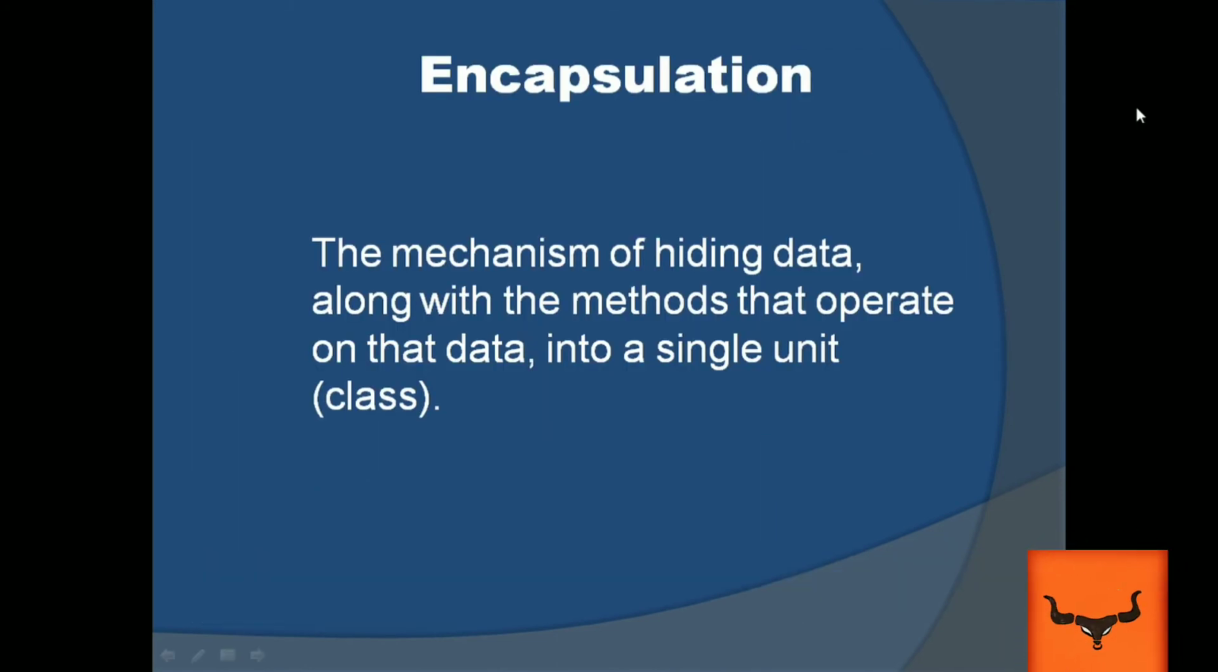First one is encapsulation. In this mechanism, we hide the data along with the methods that operate on that data into a single unit, which is a class. In a shorter way, it is just a wrapping up of data and methods into a single class, which hides these things from the external world.